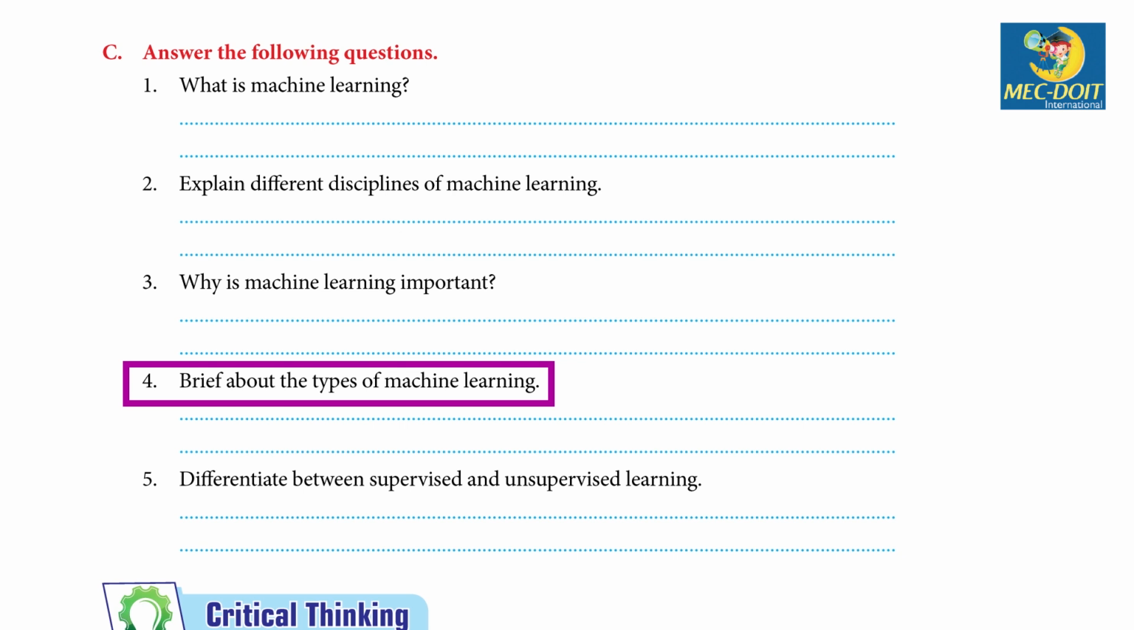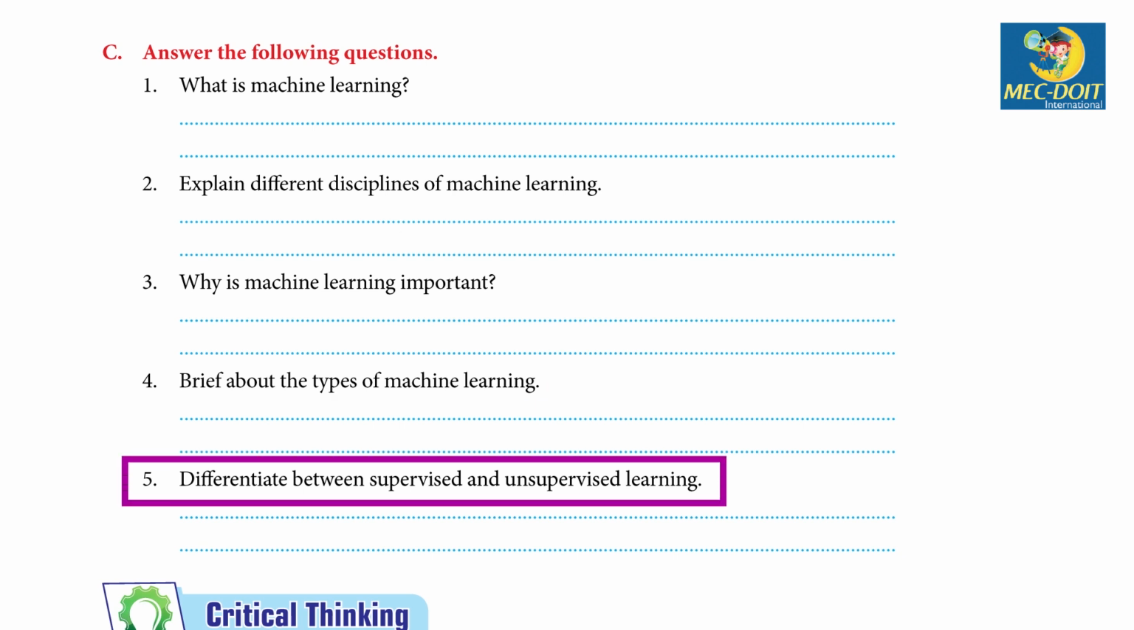4. Briefly describe the types of machine learning. Answer: types of machine learning. 1. Supervised learning. 2. Unsupervised learning. 3. Reinforcement learning. 5. Differentiate between supervised and unsupervised learning. Answer: the differences between supervised learning and unsupervised learning are: Supervised learning. 1. Supervised learning refers to understanding, learning, and adapting with proper guidance. Unsupervised learning. 1. Unsupervised learning refers to understanding, learning, and adapting without any guidance.